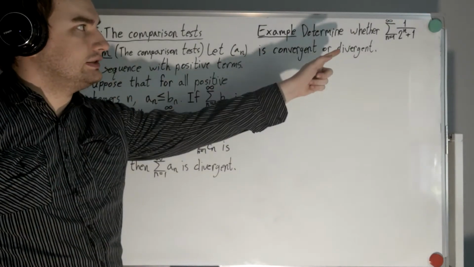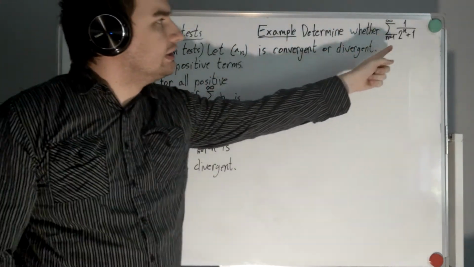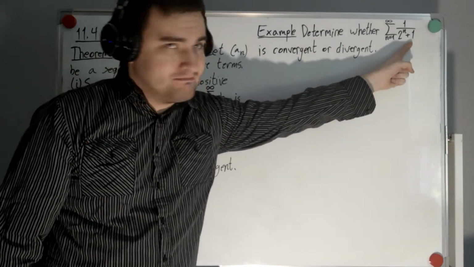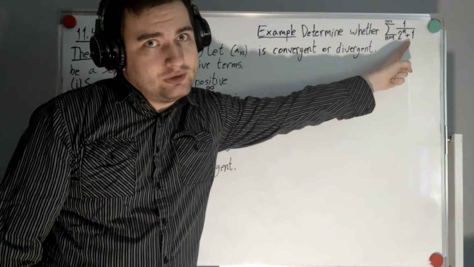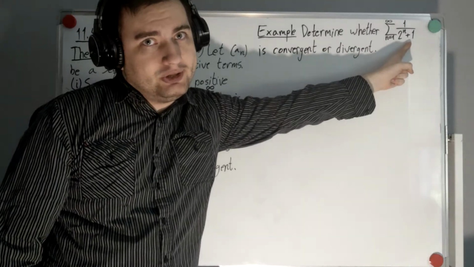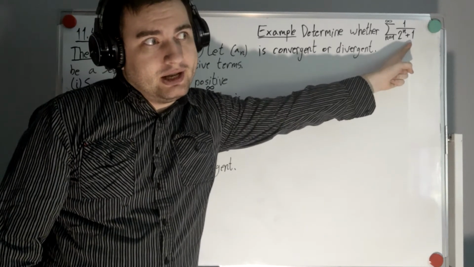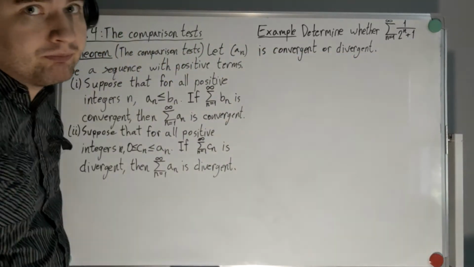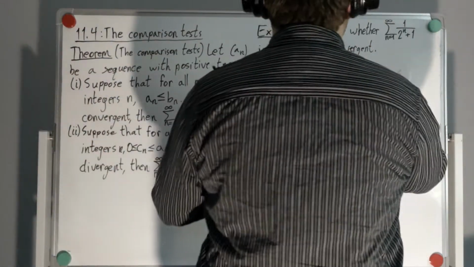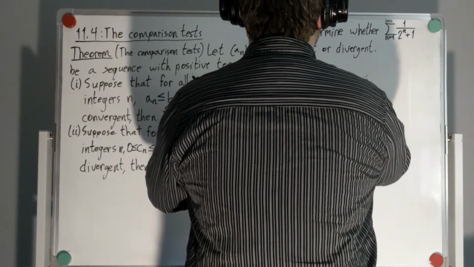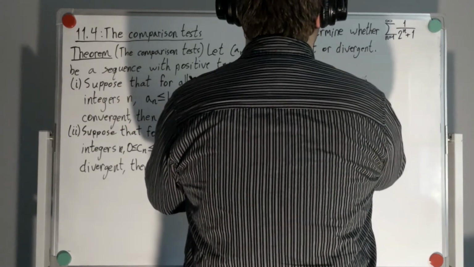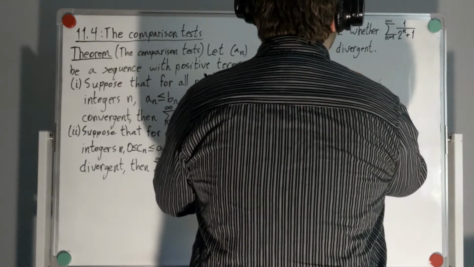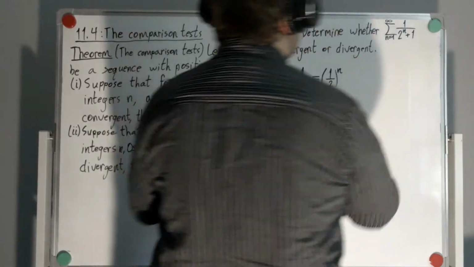So I look at this and I say, the thing that's most annoying me about this sequence is the fact that there's a 1 here. If there wasn't a 1 here, this would just be 1 over 2 to the n, which you can actually write as a geometric series, right? Okay, so get rid of it. So 1 over 2 to the n, that's the same thing as 1/2 to the n.